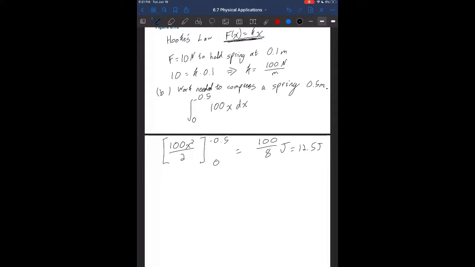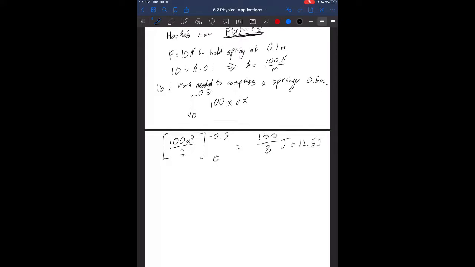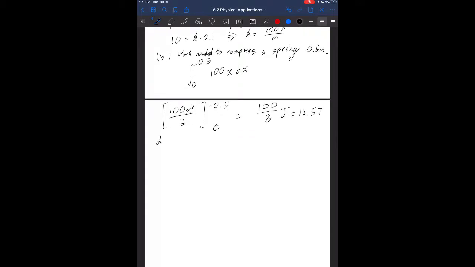Now, let's say that we have our spring stretched out a bit and we want to know how much work it's going to take to stretch it out a bit more. So this is problem D from the book, just following the lettering of the book. Spring is at 0.25 meters. How much work does it take to stretch it an extra meter?